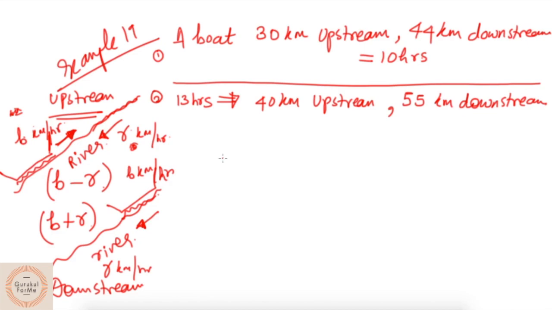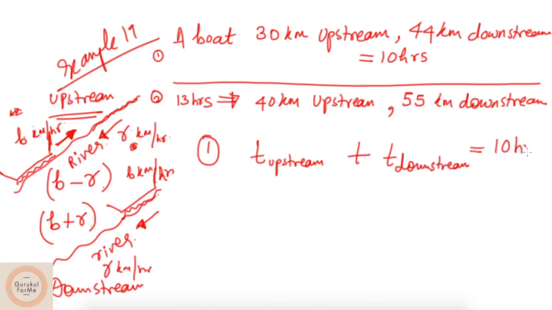Now what are they saying? A boat is going 30 kilometers upstream and 40 kilometers downstream, and the total distance it covers, 30 kilometers upstream and 40 kilometers downstream, it does in 10 hours. Can I say, let's look at equation number 1, the time taken to go upstream plus the time taken to go downstream is equal to 10 hours.